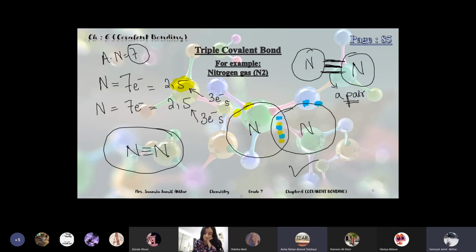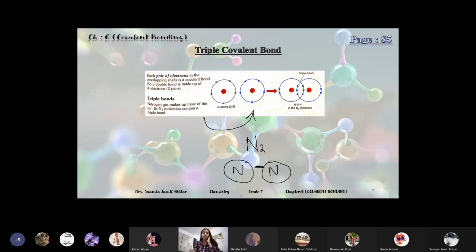Teacher, covalent bonding is easier than ionic bonding. In ionic bonding, you have to make the charges and everything also, right? Yes, charges, and then you have to make the formula. But here the formula is already given to you. You just have to make the diagram.